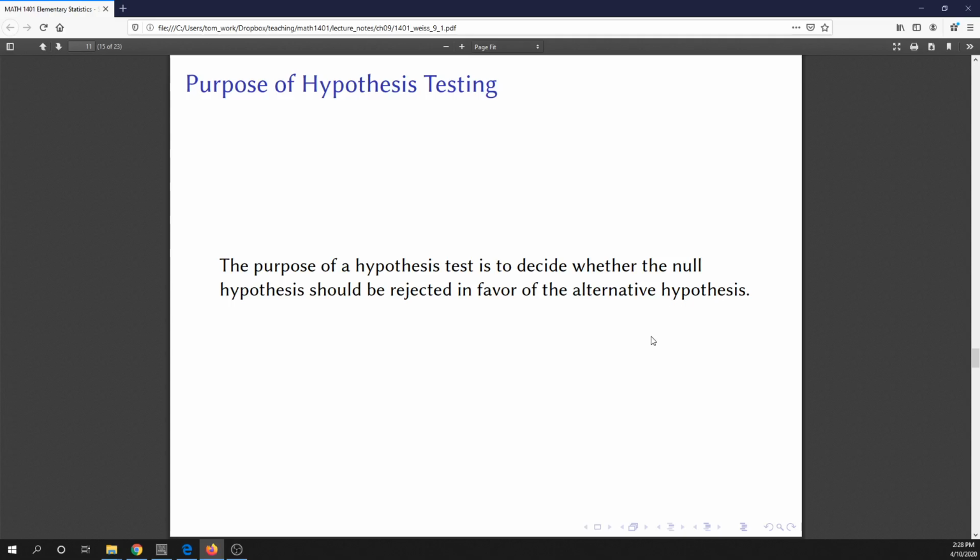The other possibility is that it doesn't do that. The sample data do not really support your belief that the alternative hypothesis is true. So that's the basic decision you're making. You're going to decide, do I reject the null hypothesis in favor of the alternative hypothesis?